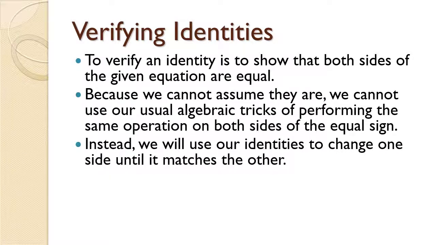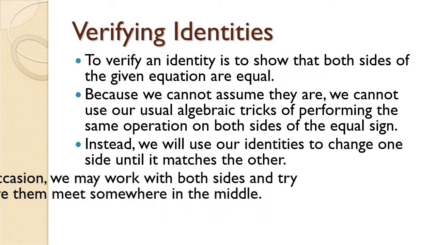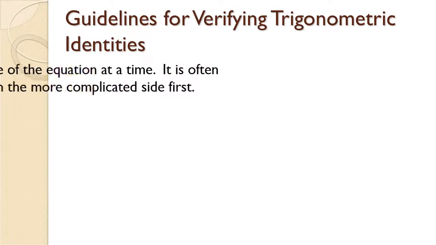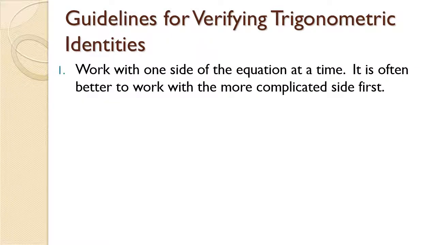Instead, we'll use our identities and we'll gradually change one side until it matches the other. Sometimes it helps if you start one side and you get kind of stuck to start working on the other side and try to have them meet somewhere in the middle. Now first, these are some tips for doing this.